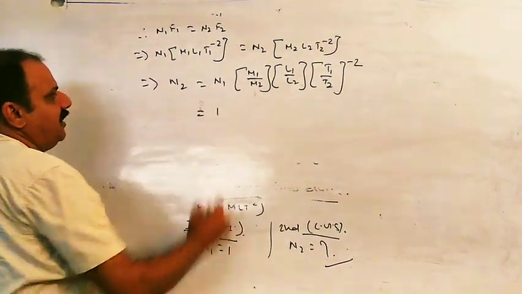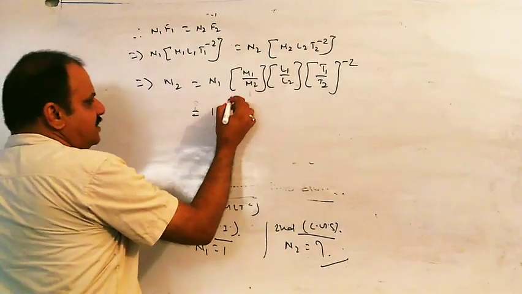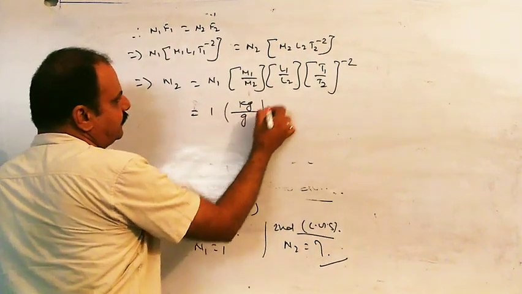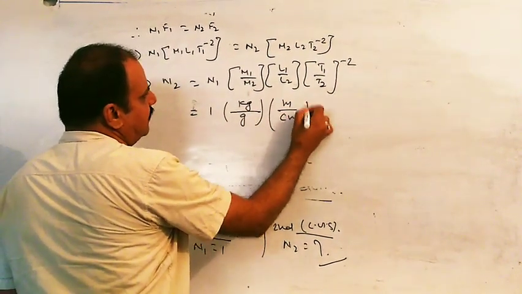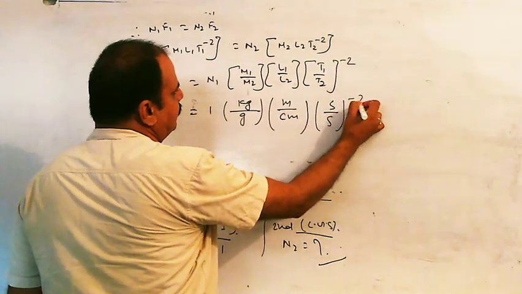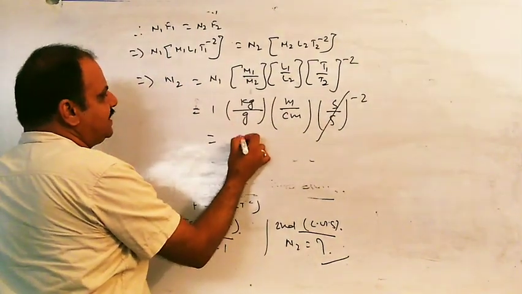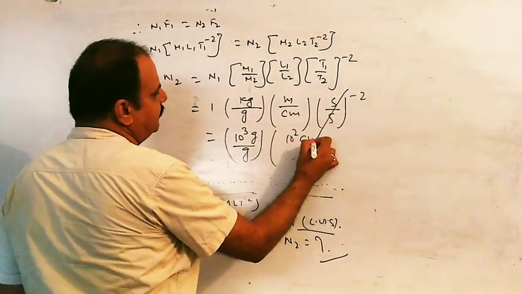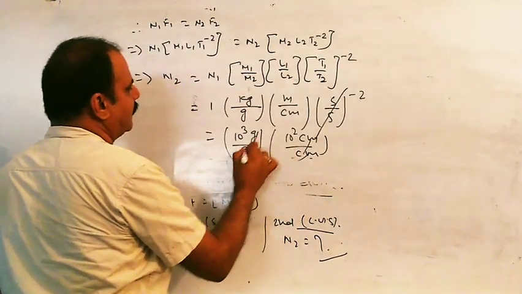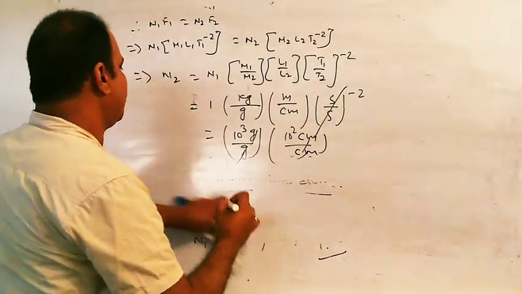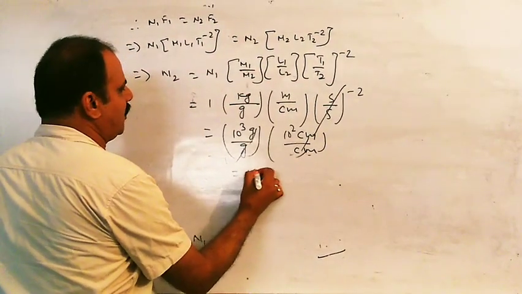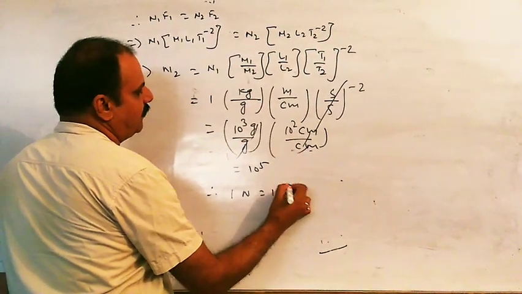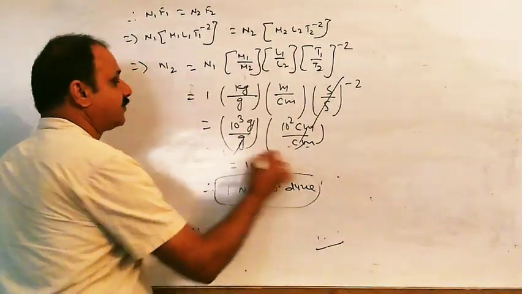This is equal to, N1 is 1 here. M1 is mass in first system, that is SI system. The unit of mass in SI system is kg, in CGS gram. This is meter, centimeter, second. And 1 kg is 10 power 3 gram. 1 meter is 10 power 2 centimeter. So this is equal to 10 power 5. The value of N2 is 10 power 5. That is 1 Newton equal to 10 power 5 dyne. This is the solution.